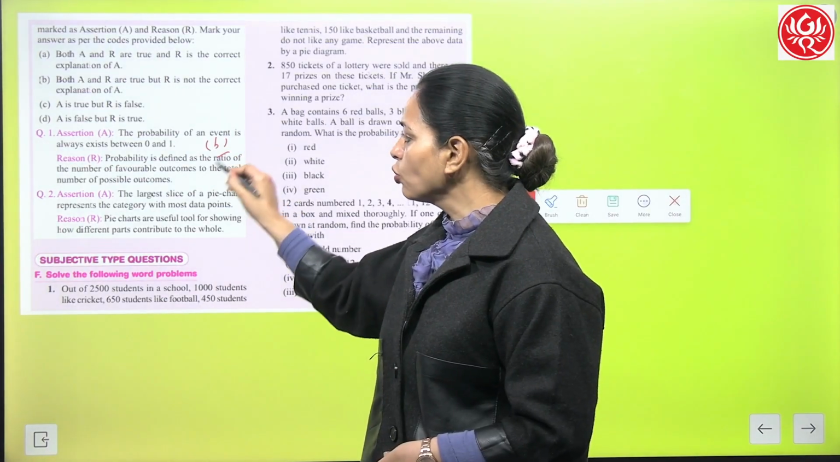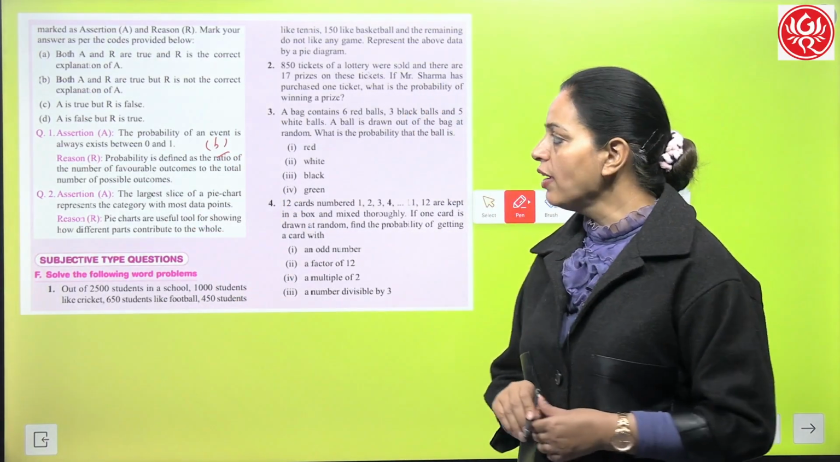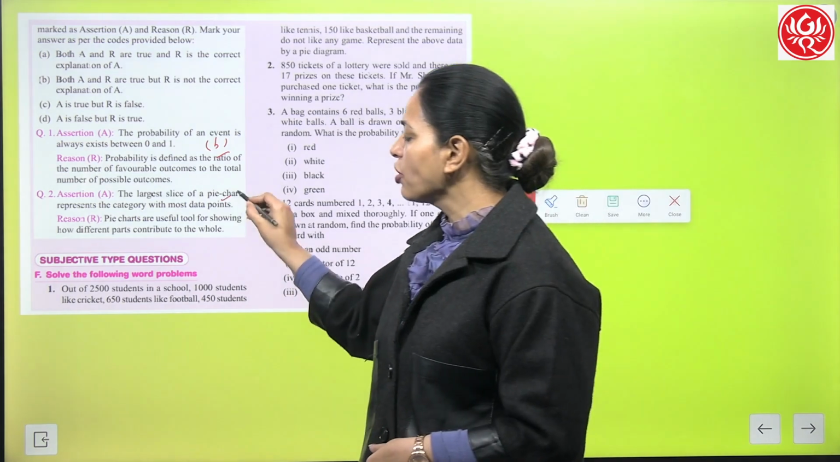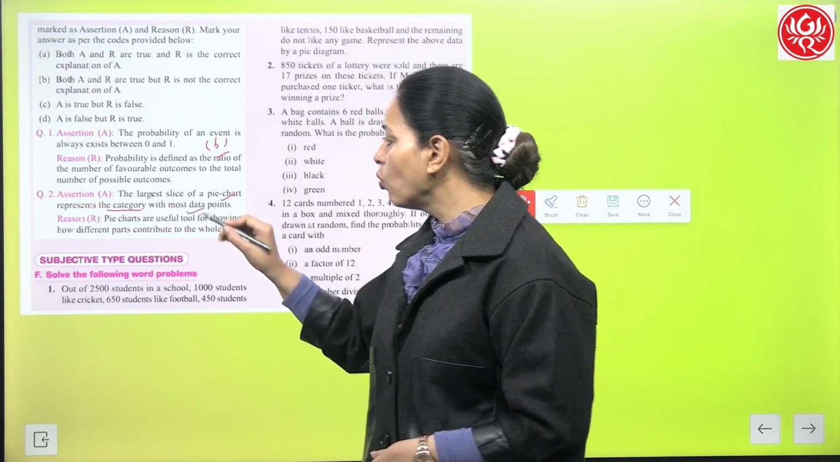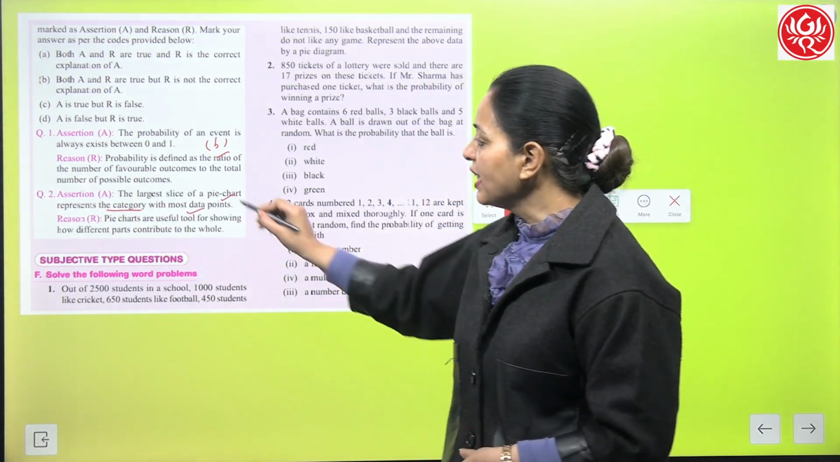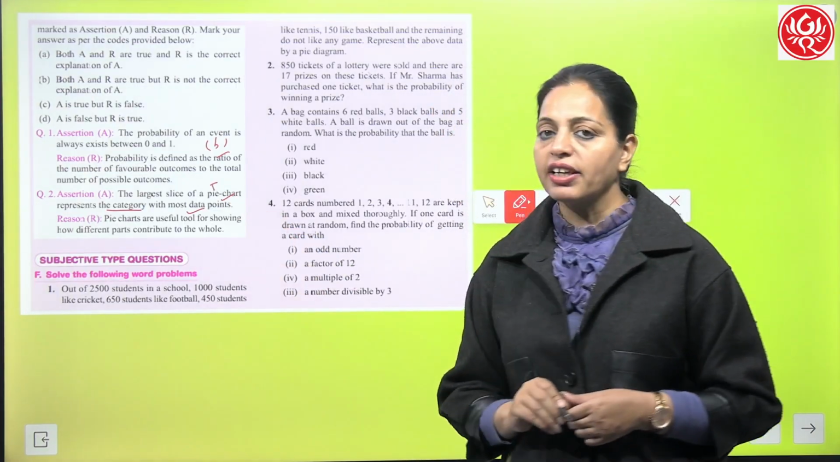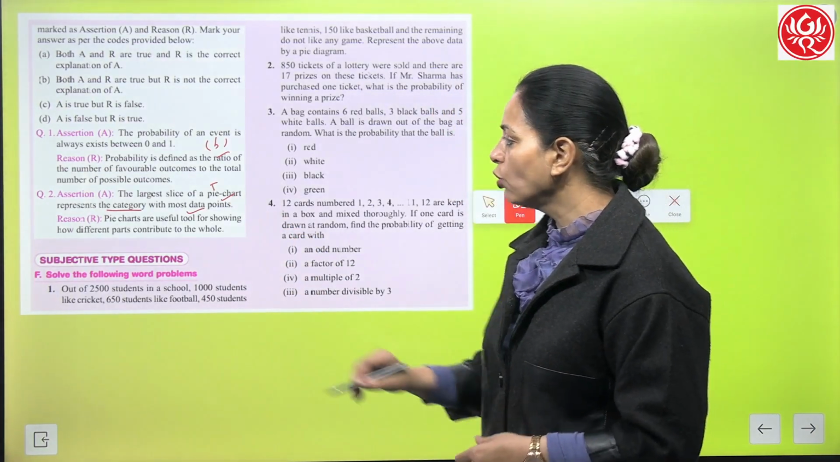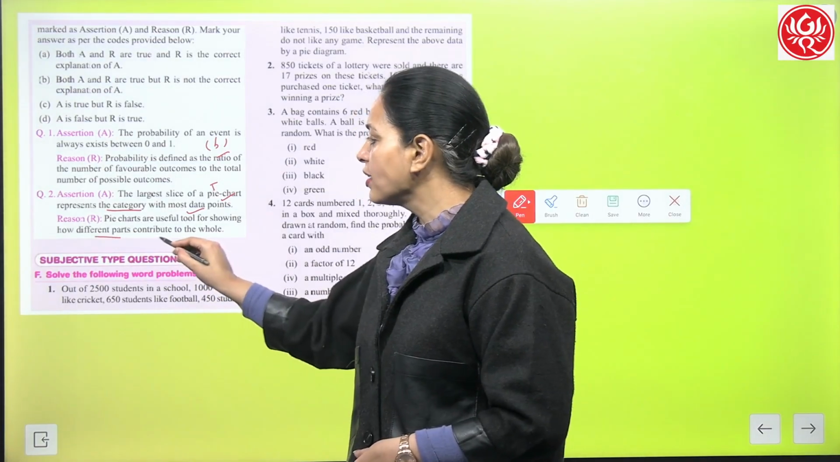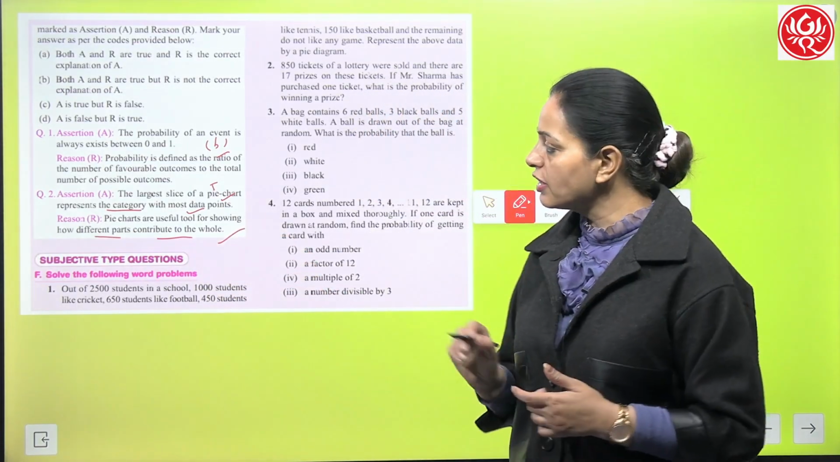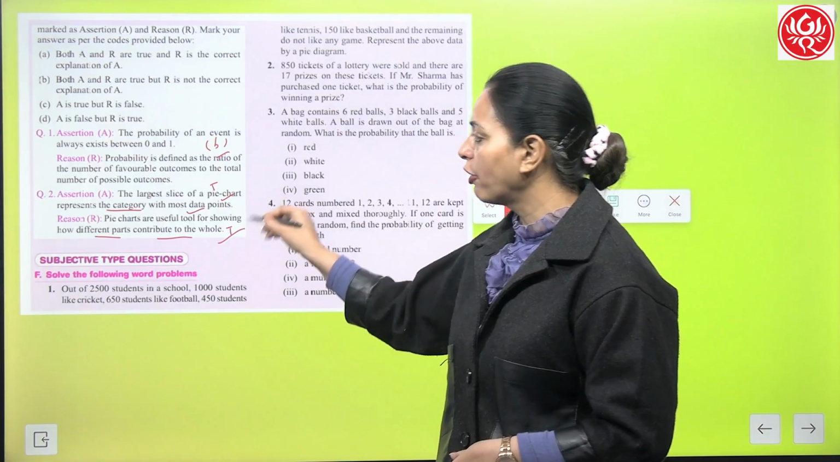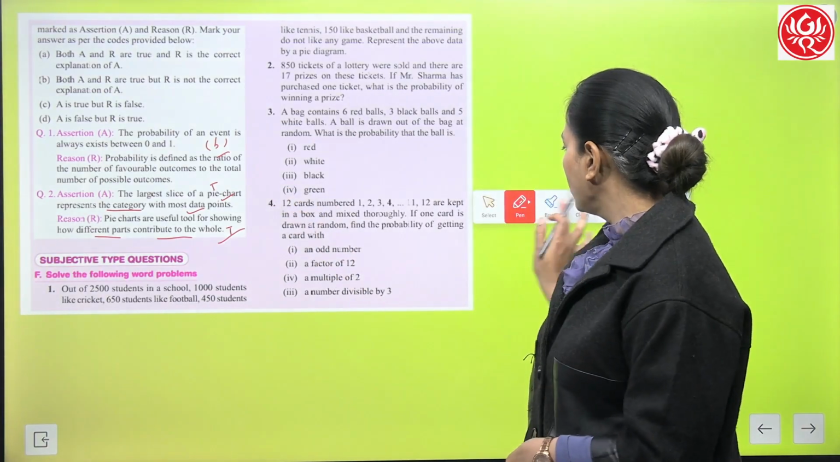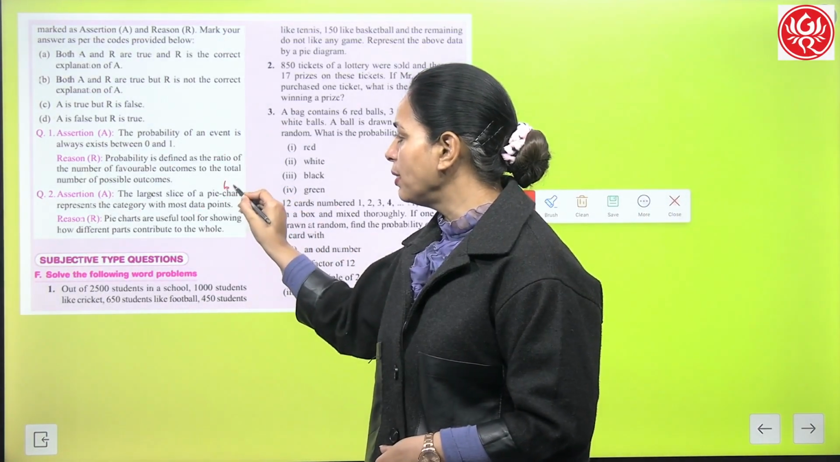Now come to question number 2, assertion A: the largest slice of a pie chart represents the category with the most data points. Yes, this is true. And reason R: pie charts are a useful tool for showing how different parts contribute to the whole. This is also true but not the correct explanation of A. So here the answer is B.